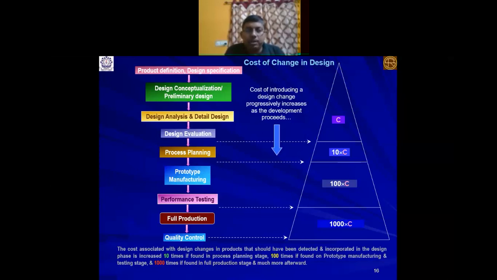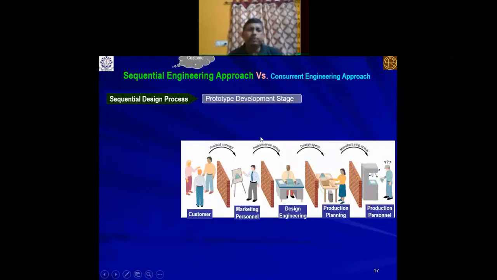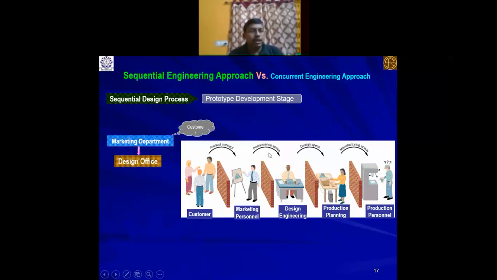So it is your objective to find out any sort of mistake or any bottleneck, if it is there, at the early design stages, so that the cost involvement to rectify it will be less. And that is possible only if you change your concept.